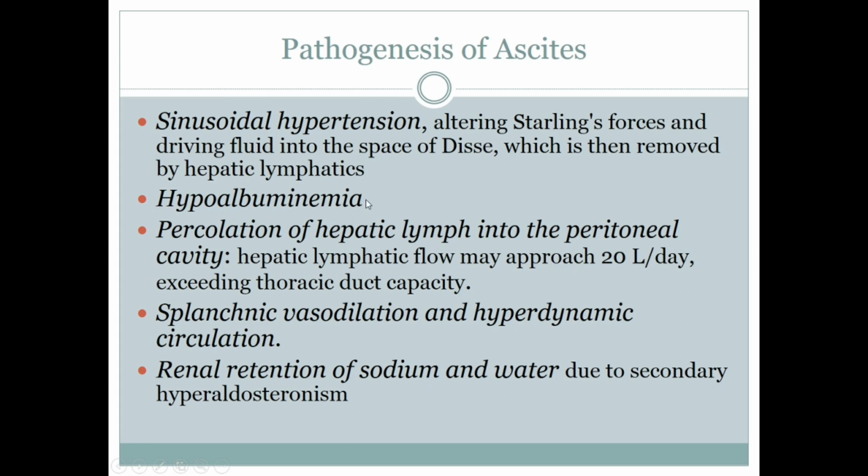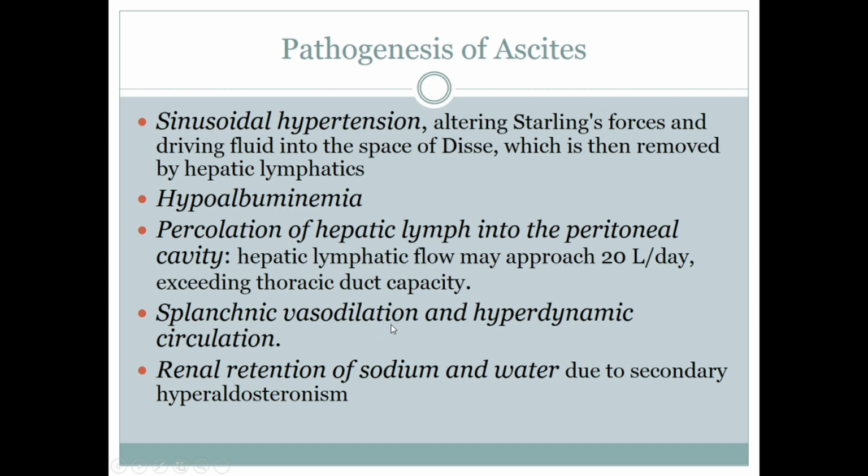It's not only hypoalbuminemia, which I know all of you know very well, how it can lead to ascites. Basically, Starling's forces are altered, driving fluid into the space, which is then removed by the hepatic lymphatics. This is because of sinusoidal hypertension. Percolation of the hepatic lymph into the peritoneal cavity. Hepatic lymphatic flow may approach 20 liters per day, exceeding thoracic duct capacity.